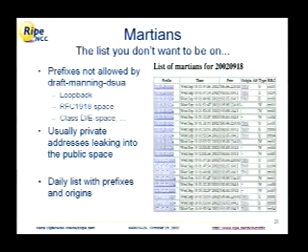Next thing we have is a list of Martians, and that's really a list you don't want to be on. These are all the prefixes that shouldn't appear on the internet for some reason or another, as documented in Bill Manning's internet draft on that. So loopback, RFC 1918, former class D and E space, whatever. And we produce a list of everything that we still see, even though it shouldn't be there. That's the list shown on the right.